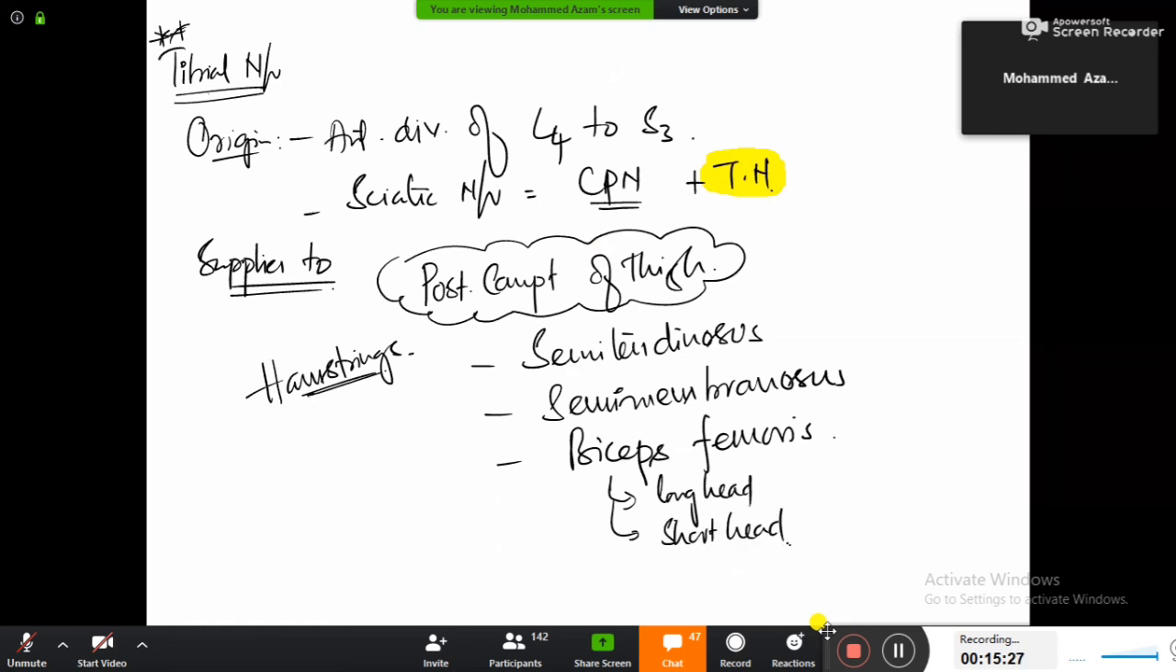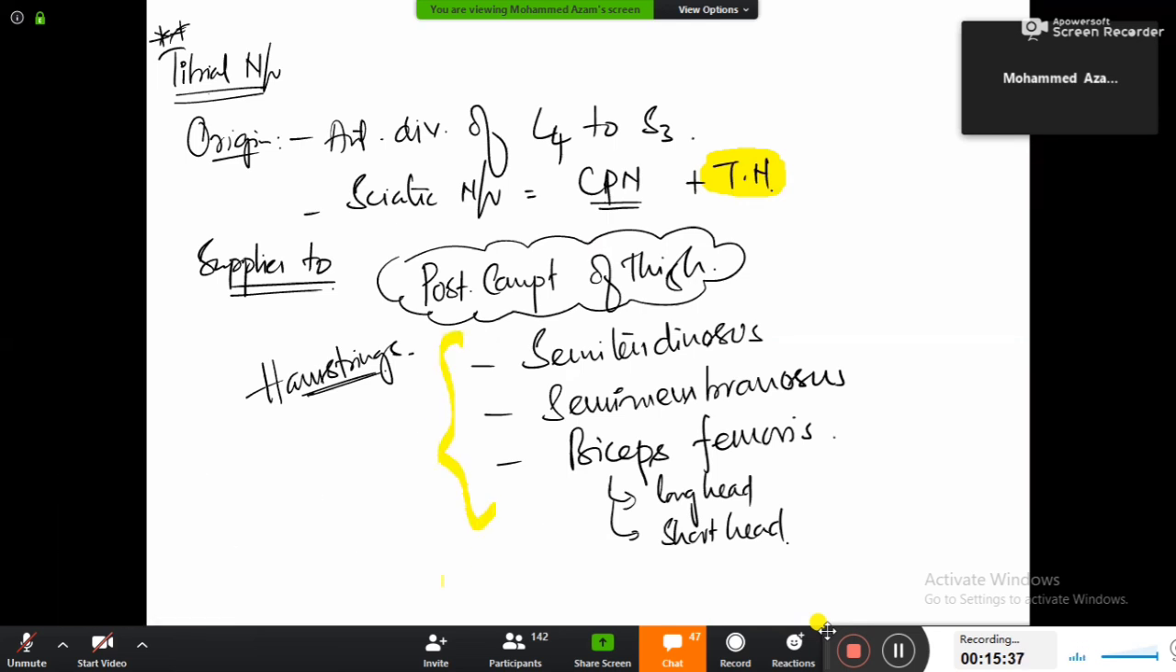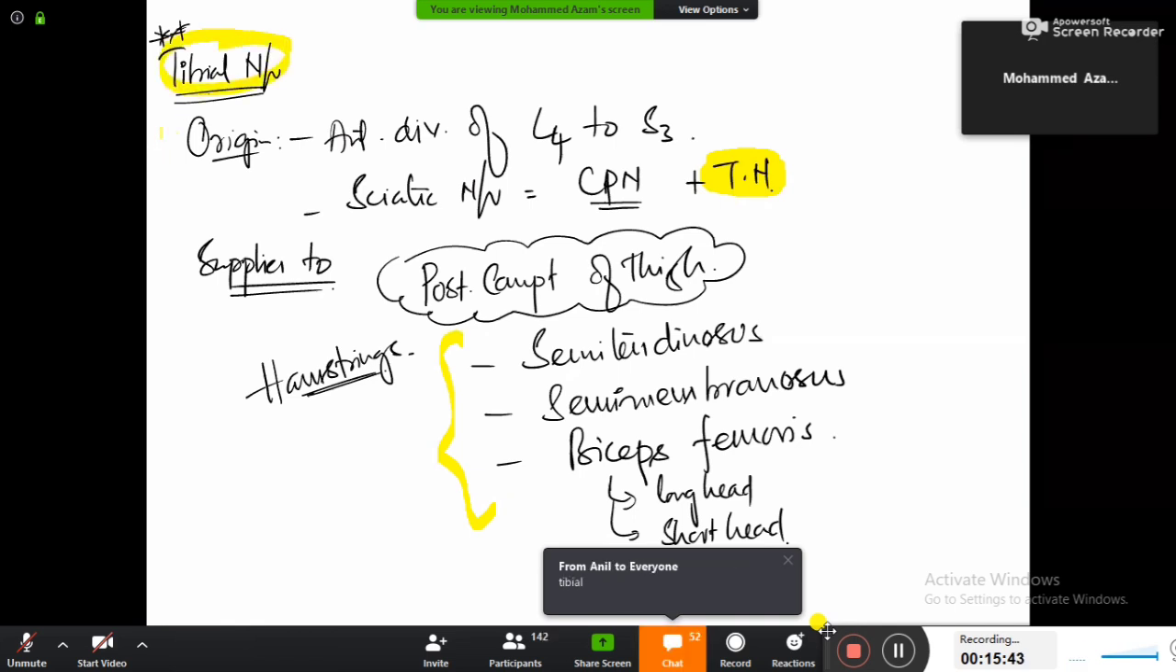Okay. By the way, let me see how much you're understanding in my class, guys. All these muscles that we have written here will be supplied by which nerve? Very good. Obviously, we are learning the tibial nerve. They'll be supplied by the tibial nerve. Lovely. Welcome to the exception.